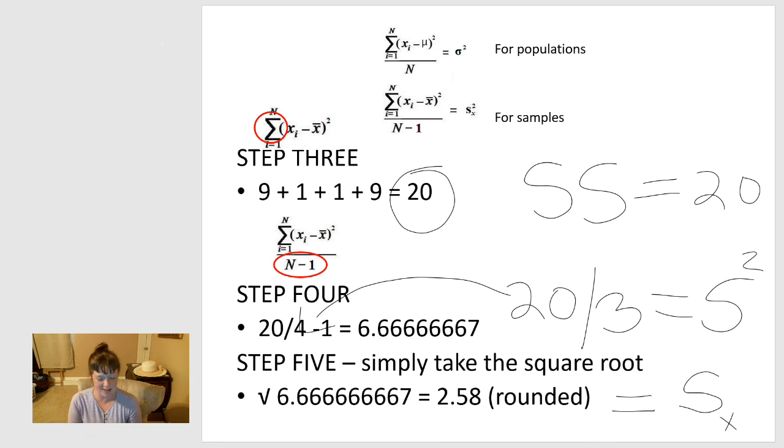And how would I interpret this then? 2.58, what does that mean? Well, I asked people on a scale of 1 to 10, what is your mood today? The first person told me 2, the second person told me 4, the next person told me 6, and the last person told me 8.